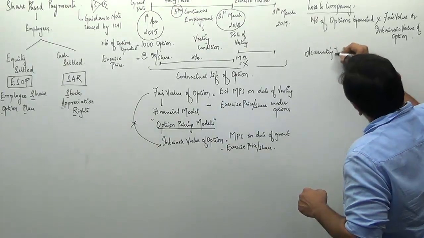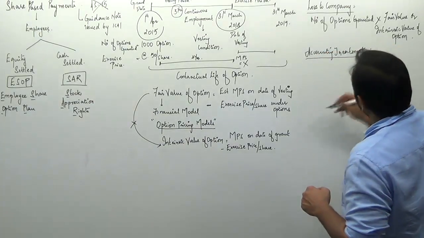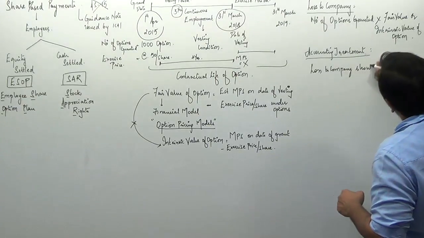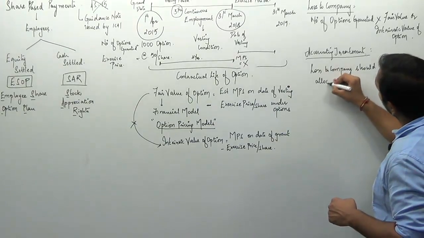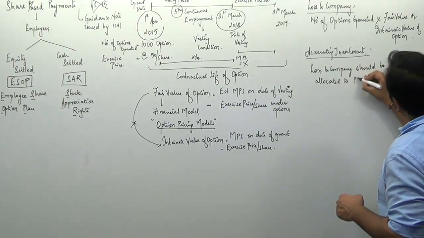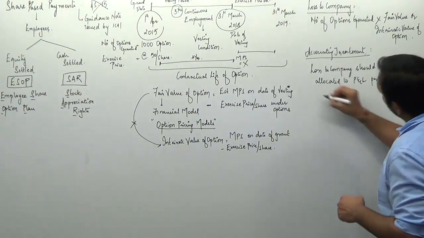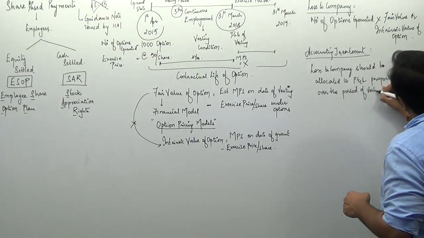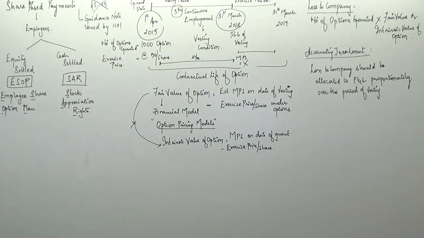Accounting treatment. Loss to company should be allocated to P&L proportionately over the period of vesting. This is the accounting treatment that we can apply. Whatever loss to the company that you have observed, such loss should be allocated to P&L proportionately over the period of vesting.